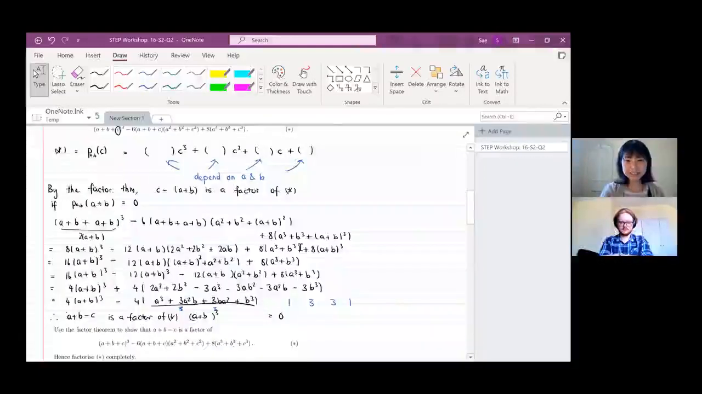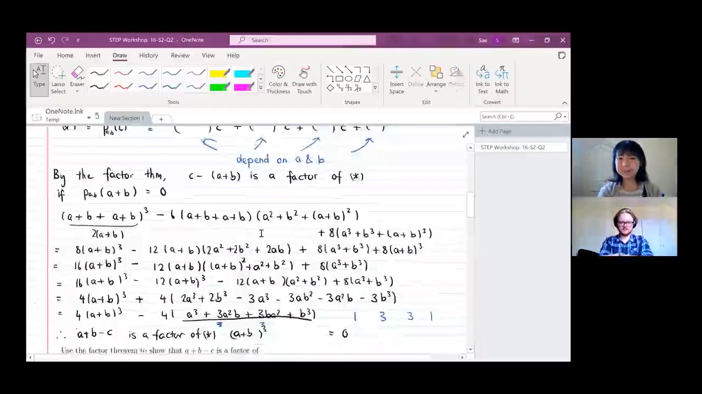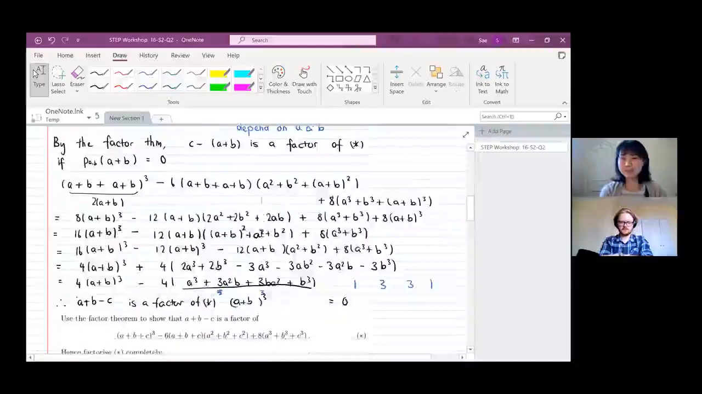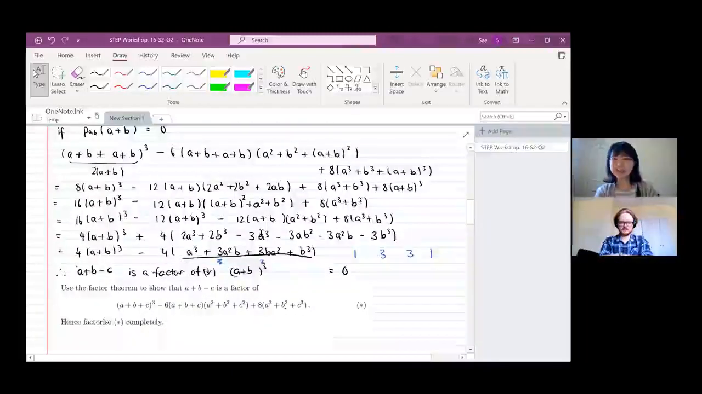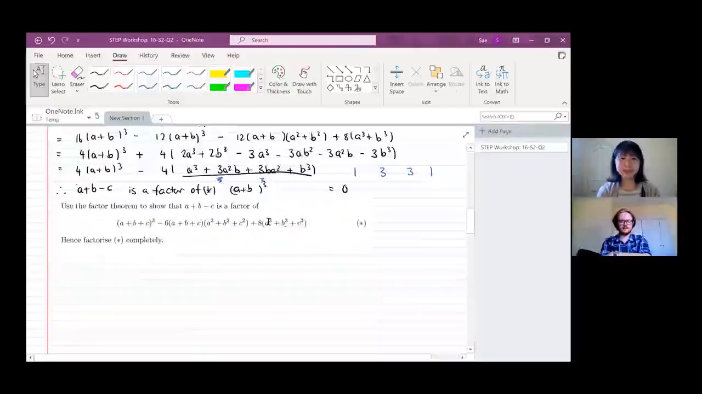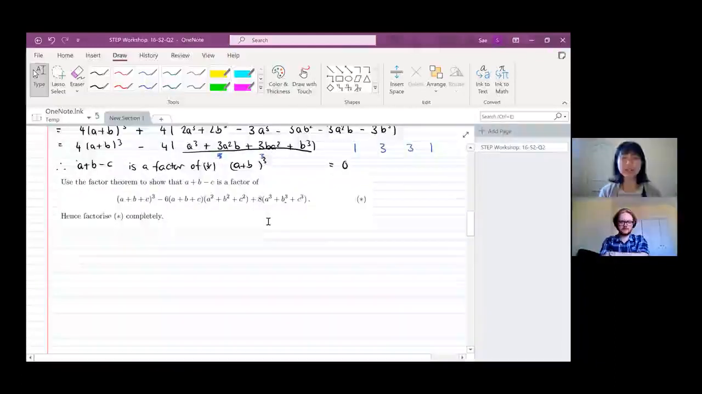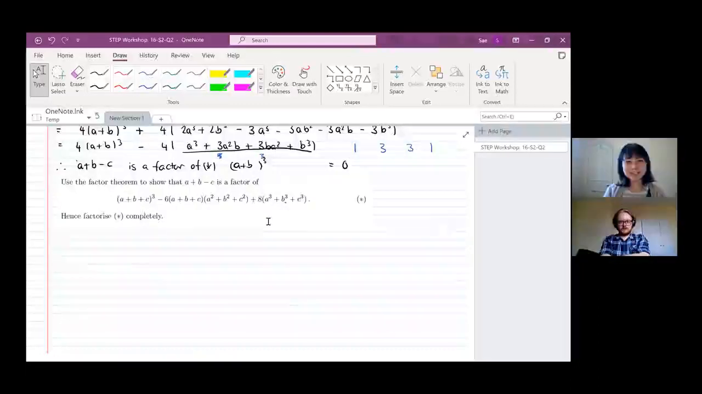I think the details of the algebra aren't really too important. So if you didn't follow that, that's okay. You can come back to it and try it yourself. I think algebra is always easier to do yourself than to follow other people doing it. So yeah, okay, so back to the question. We have used the factor theorem to show that a plus b minus c is a factor of star. And then what we want to do now is hence factorize star completely.